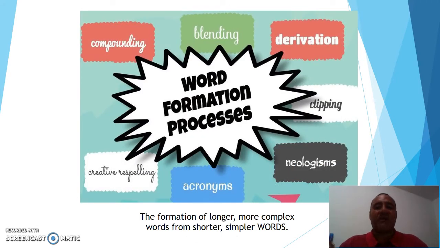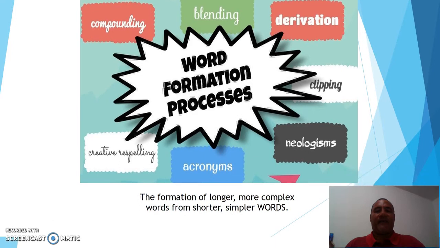Word formation processes can be made in English in several ways. As we can see in this slide, there are several methods such as compounding, blending, derivation, clipping, neologisms, acronyms, and others. All these processes consist of making a longer or even more complex word from a shorter and simpler word.